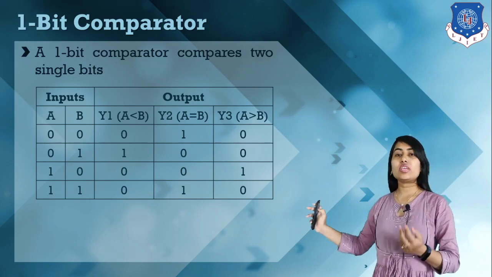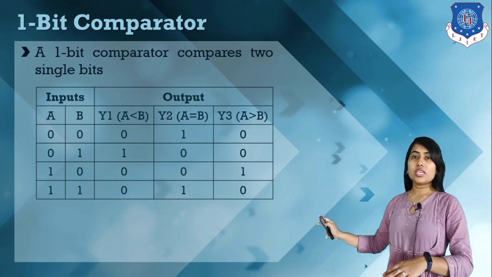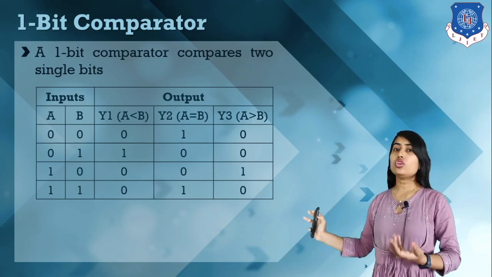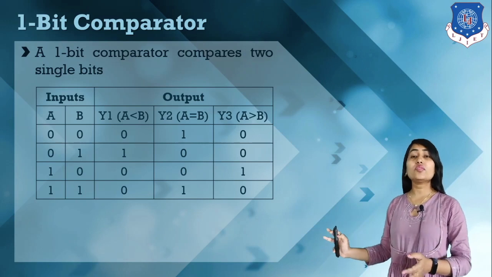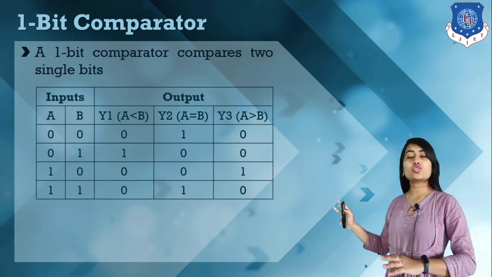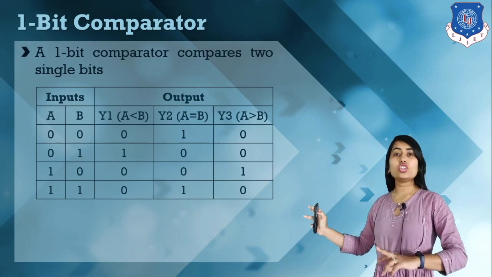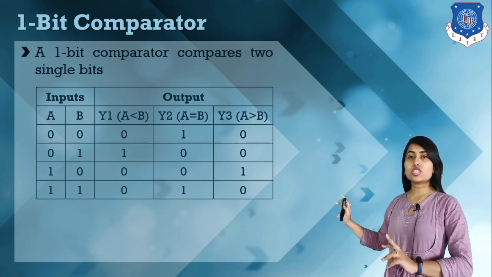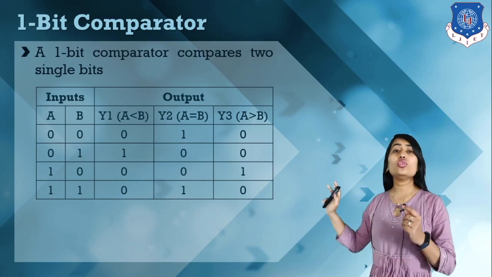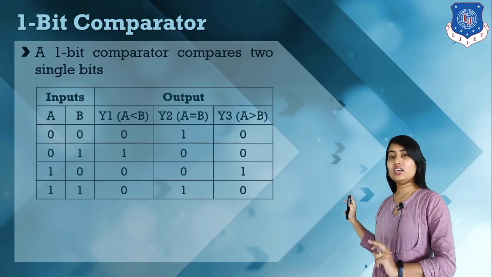Here we have a total of 4 possibilities, that either A is equal to 0 or A is equal to 1, and the same way B is equal to 0 or 1. So A and B can be 0 0, 0 1, 1 0, or 1 1. We have 3 possible outputs: A less than B, A equals to B, or A greater than B. If A and B are 0 0, that means A equals to B, so the A equals to B output is 1 and all other outputs are 0.